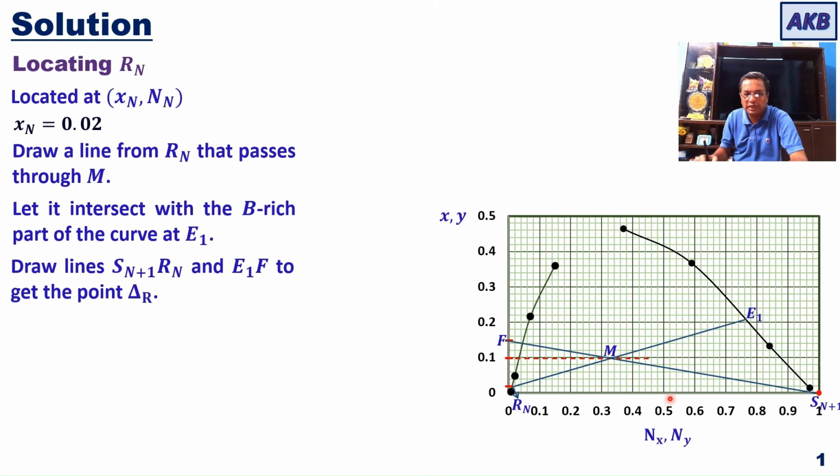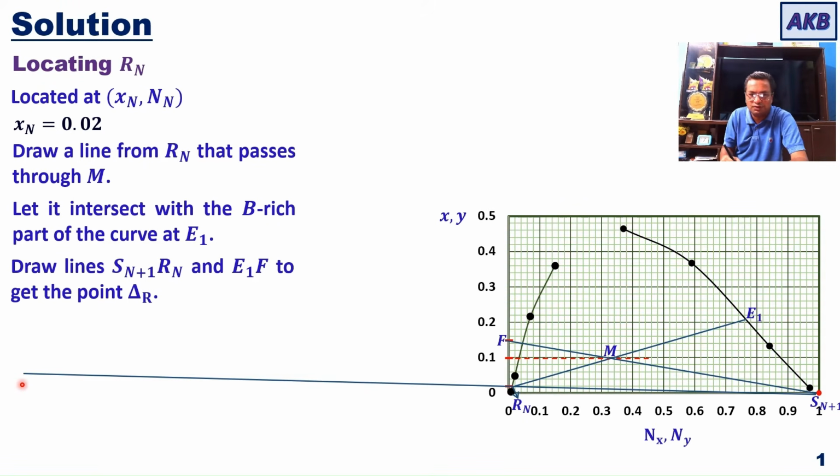So first I will draw the line Sn plus 1 Rn. The line Sn plus 1 is passing through Rn, and then I am extending it for some distance, and then I will be drawing E1F. I will start at E1, allow the line to pass through F, and then allow the line to intersect with the previously drawn line. So I get this point, and this point is nothing but the difference point, and I am going to denote that point as delta R.